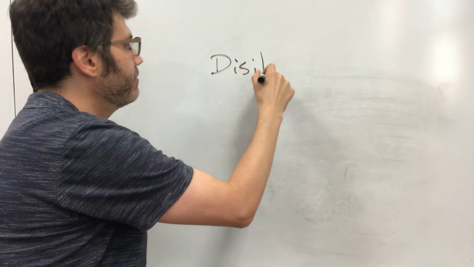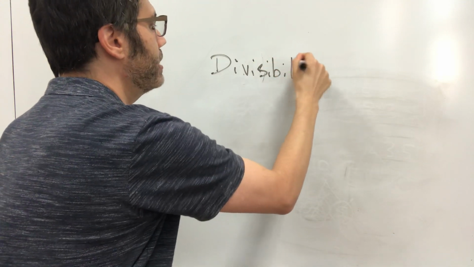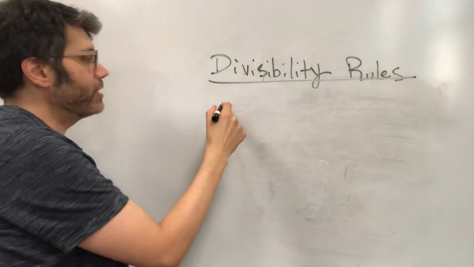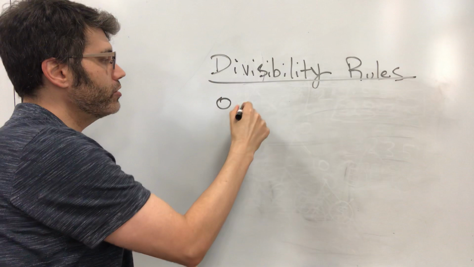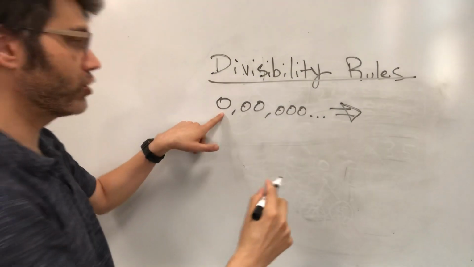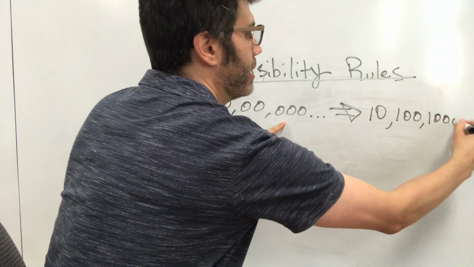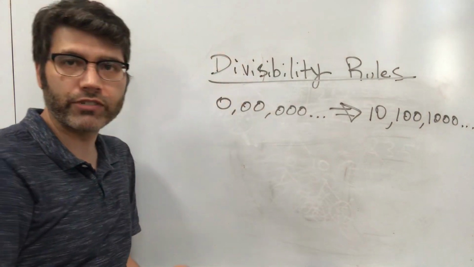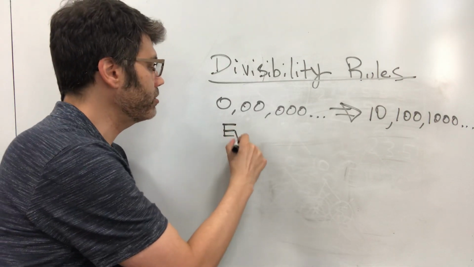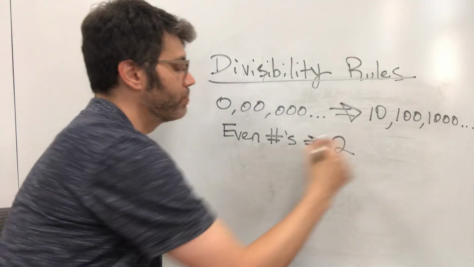So let me go over divisibility rules. Okay. So, as we said, if something ends in zeros, if it ends in just 1 zero, it's divisible by 10, 2 zeros by 100, 3 zeros by 1,000, and so on and so forth. So those are good divisibility rules. Probably the most basic one is all even numbers are divisible by 2.